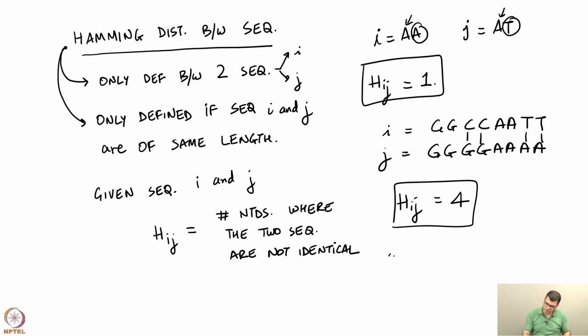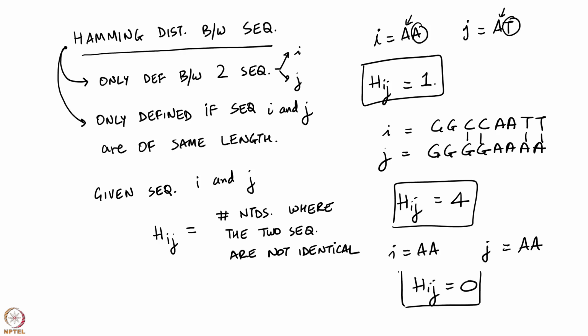Of course, I can also have cases where i is equal to AA, j is equal to AA, and in that case Hij is simply equal to 0. That is the definition of Hij, and we will continue to build these fitness landscapes using the sequence space that we just built on this slide and using the idea of Hamming distance and work towards developing this theme.